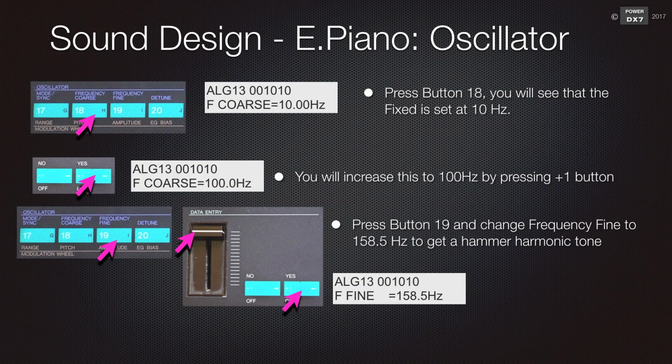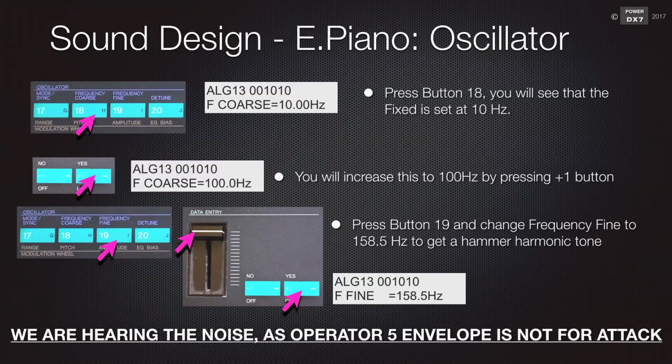Press button 19 and change frequency fine to 158.5 Hz so that we get the hammer tone. When you press a key, it doesn't sound like the hammer tone. We are basically hearing noise from operator 5 as it doesn't have a fast moving envelope for attack.